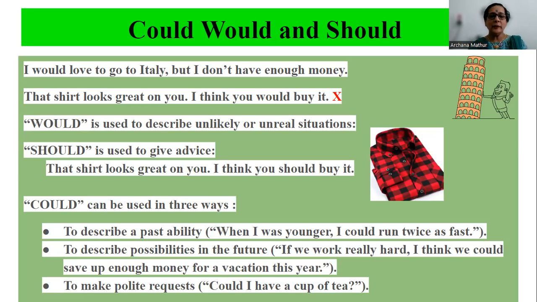The second way it can be used is to describe possibilities in the future. That is, if we work really hard, I think we could save up enough money for a vacation this year. So a possibility in the future. If we do this, we could possibly do that as well. Or to make a polite request, to say, could I have a cup of tea? Could you please share that book with me, or could you please hand over the newspaper to me? So that is the way in which we can use the word could.